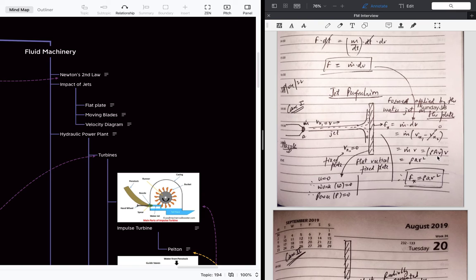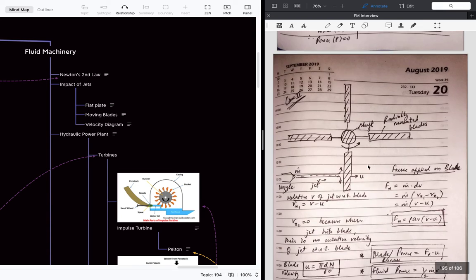And as we know, mass flow rate is density times Q, where Q is the discharge, and Q is equal to area times velocity. So density times area times velocity times V, that is rho A V square, is the force applied on this plate due to the jet.